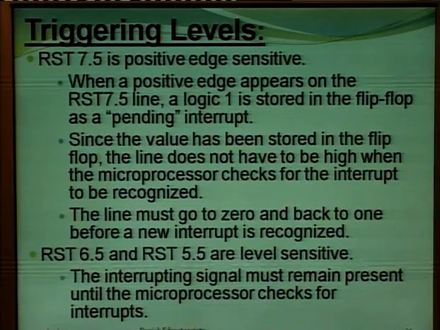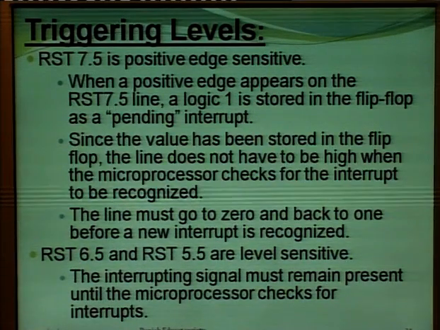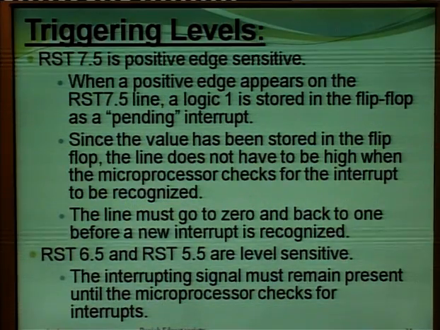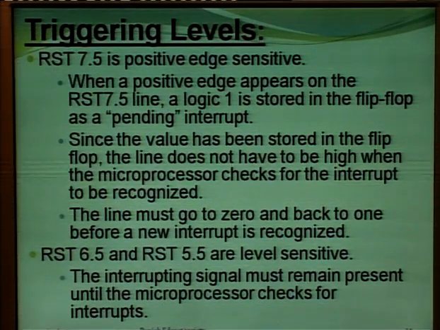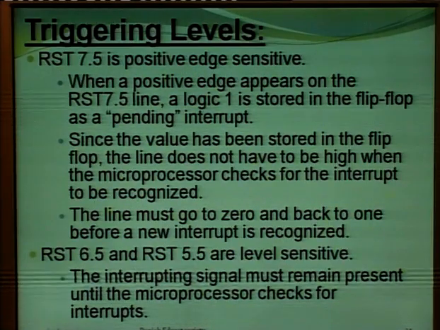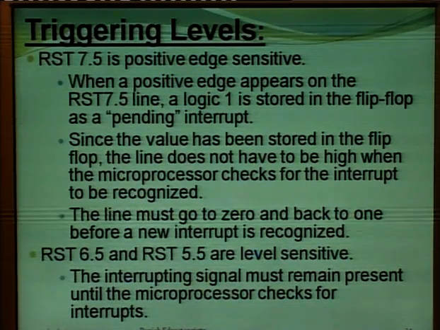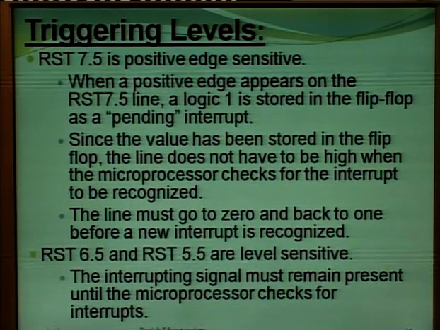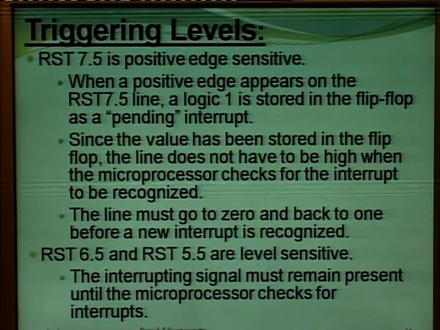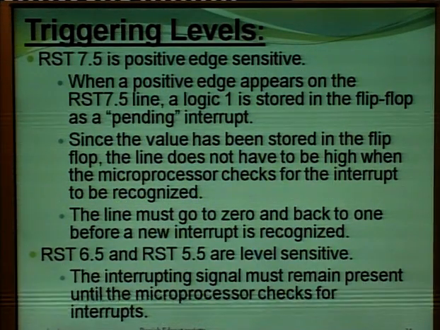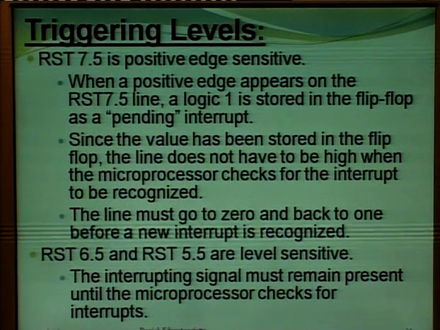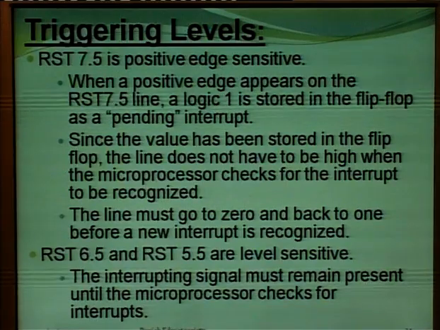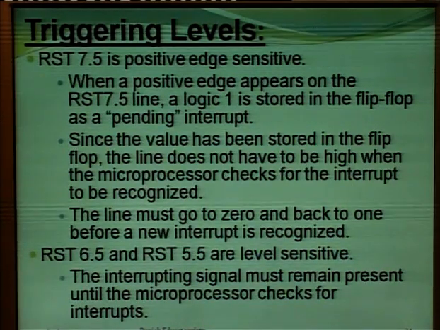So, whenever the microprocessor checks the status, it must be recognized. The line must go to 0 and back to 1 for a new interrupt to be recognized. So, there is always a positive edge, going from 0 to 1, on this interrupt 7.5, and this 1 is stored in its particular flip flop as a pending interrupt. It does not have to remain high, but for a new interrupt the value must again go to 0 and then to 1.